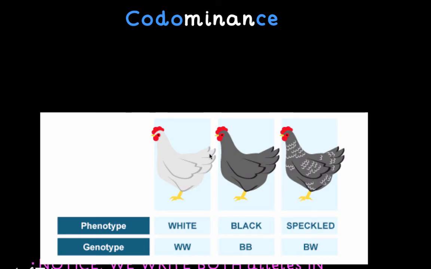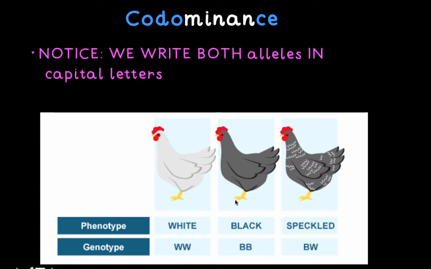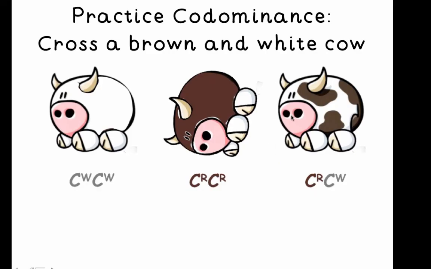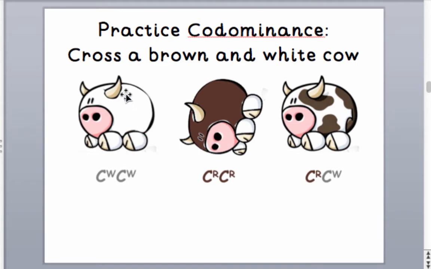Here is another example of codominance. Notice that we are writing now both alleles with capital letters because none of them is really recessive. Let's make an exercise where we're going to practice codominance crossing a brown and white cow. And notice that in here, the cow that is white is represented with a W on the top, and the cow that is brown is represented with an R, and the cow that is spotted will be represented with R and W. So take out your notebook and try to represent the genotypes of these cows.